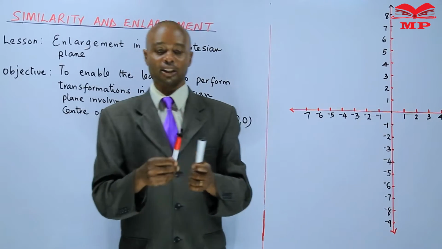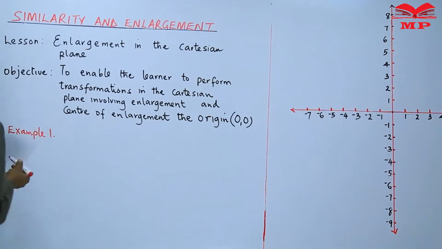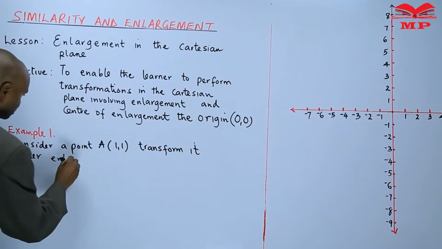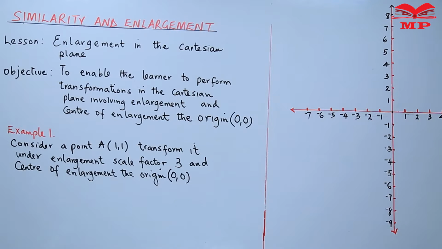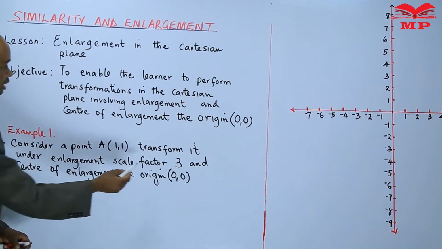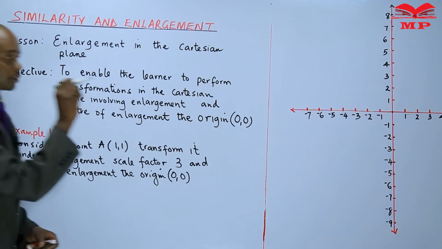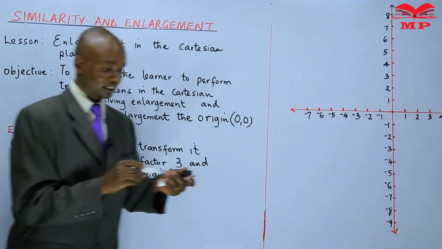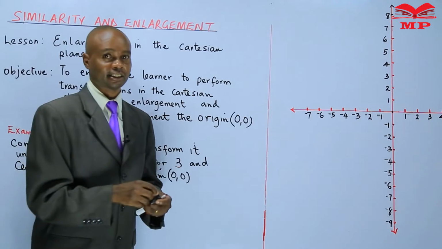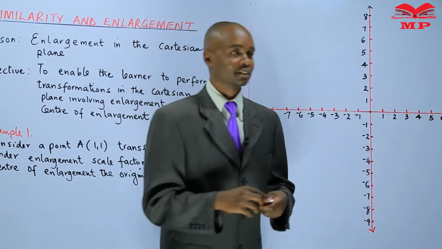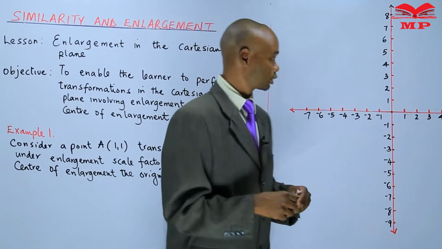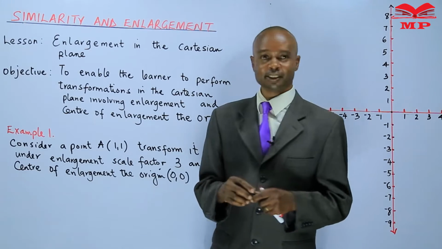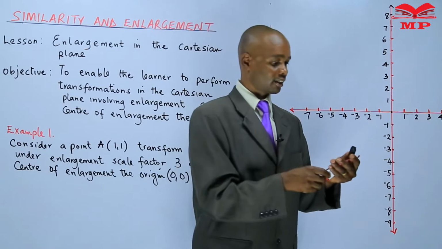So to commence the lesson, to understand this in an example, that is the first example we have. Consider a point A, 1, 1, transform it under enlargement scale factor 3, and the center of enlargement, the origin. This is the center of enlargement. So straight to our Cartesian plane, we know what we've been doing: image distance and object distance. The image distance is equal to the object distance multiplied by the scale factor.